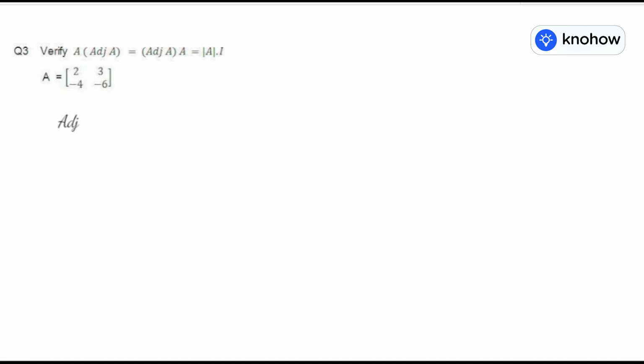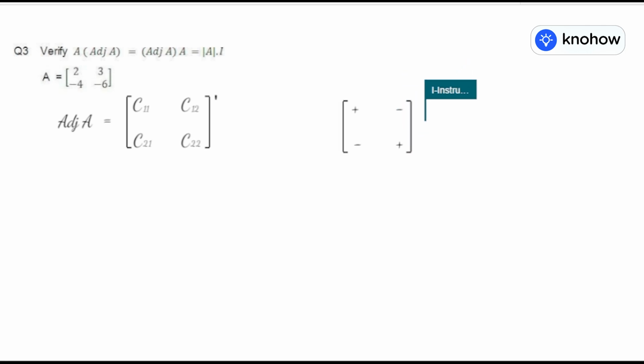Verify that A into adjoint A equals adjoint A into A equals determinant A into identity matrix, of course, of the same order. So presently we are given a matrix of second order, and you know what adjoint A is. How do you define adjoint A? It is the transpose of a matrix in which each element is replaced by the corresponding cofactor, that is C11, C12, C21, C22. And you know the signs to be imposed on the corresponding minus.